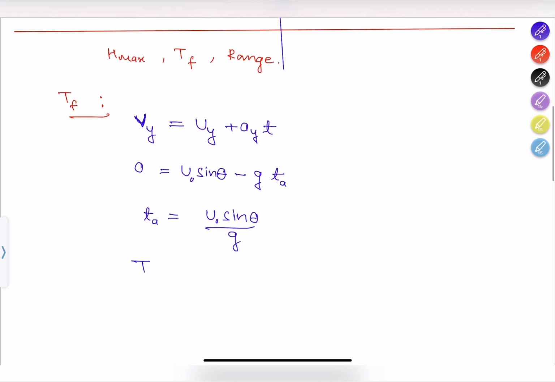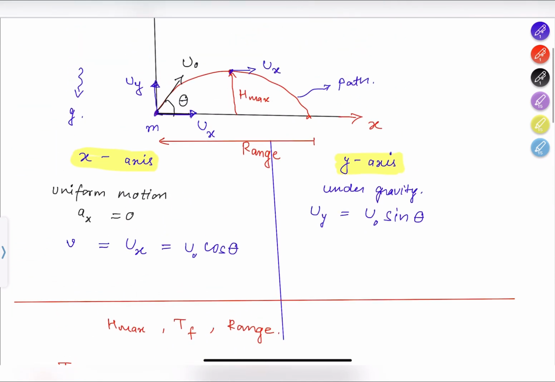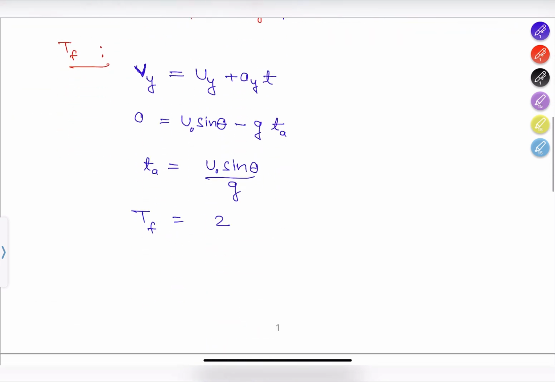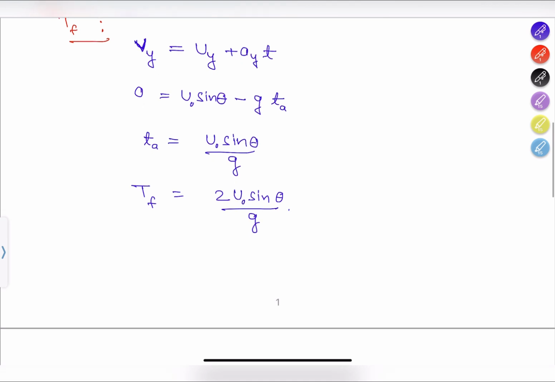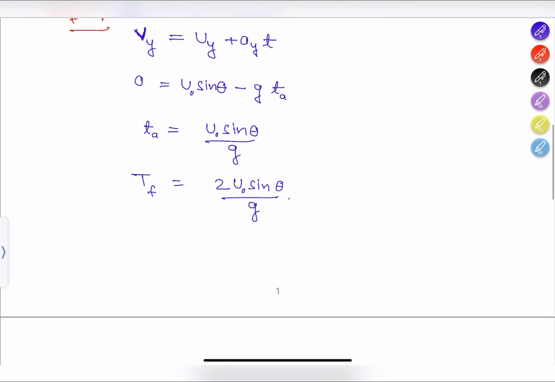Similarly, the time of flight will be double that. From here to here it takes ta, and from here to here again it takes ta, going up and coming down in the same time. So it will become 2 u0 sine theta by g. That is the formula for time of flight, 2 u0 sine theta by g. We can also remember this formula in terms of components: 2 uy by g, this is the effective formula that you can remember.